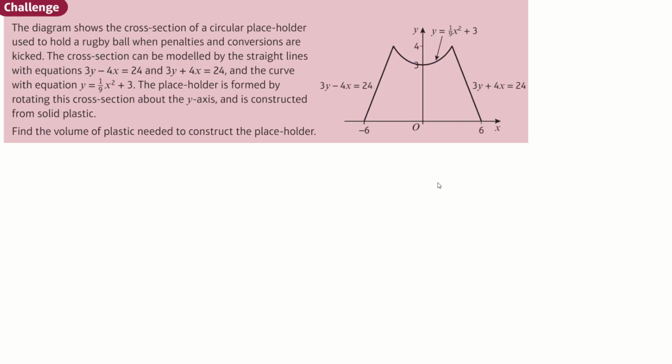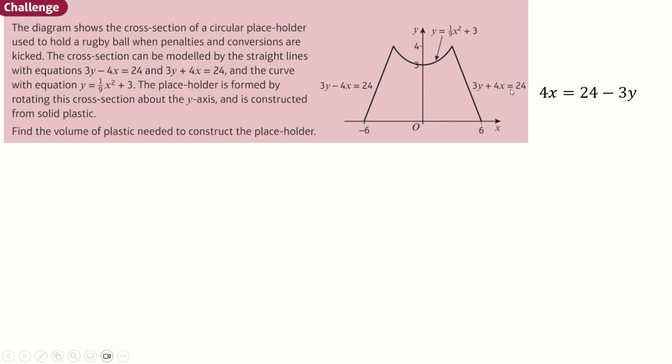Good. Next one then is, again, rotation around the y-axis. I think I can completely ignore this line. What I intend to do here is rotate this line from 0 to 4, pi times the integral between 0 and 4 of x squared around this way. And then I'll take away the integral between 3 and 4 of this one going around. And I think that will end up with the whole area.